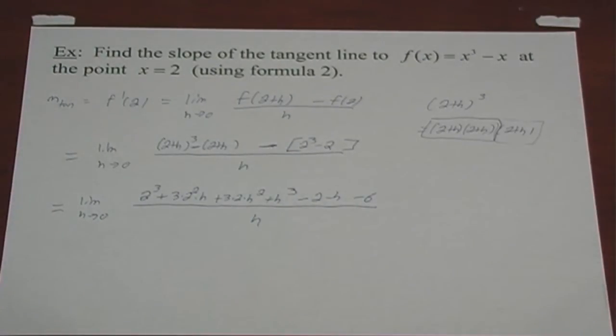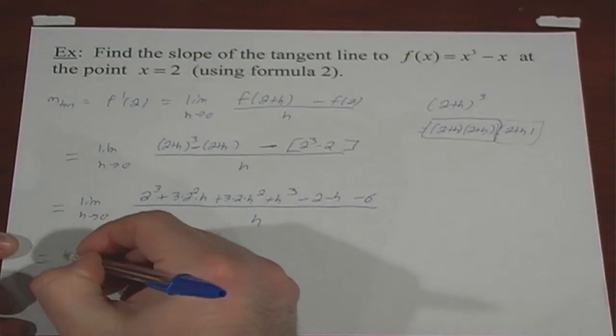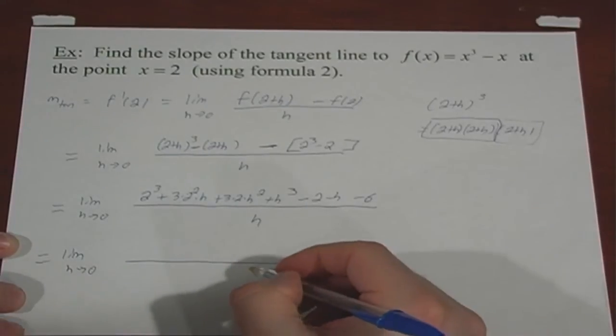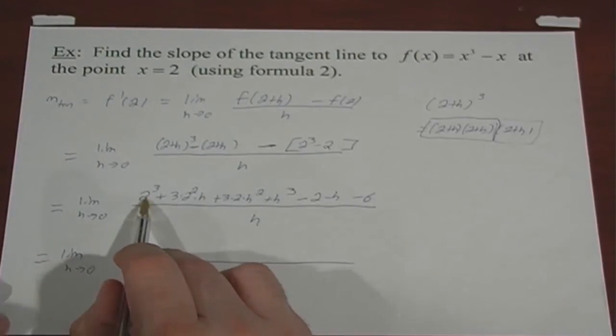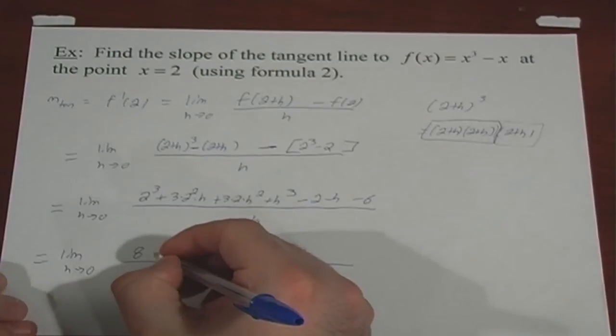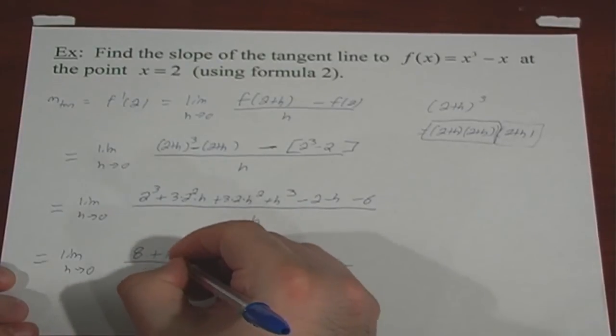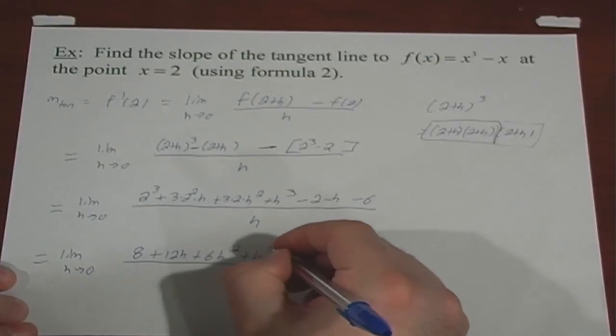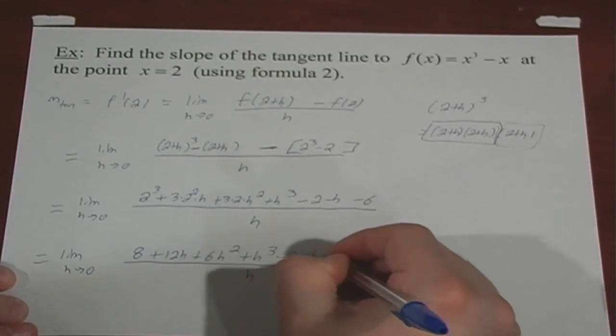If you can handle that, though, then the rest of it's going to be easy, because I'm going to have to do some factoring in a minute, as you'll see, but it's super easy compared to the other one. All right, so let's see here. This is 8, and that's 12. So 12h, and then this is 6h squared plus h cubed minus 2 minus h minus 6.